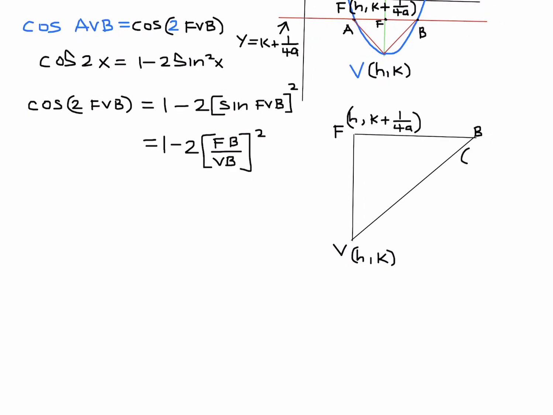So how do I figure out the coordinates? Well, the y coordinate is going to be the same. It's k plus 1 over 4a because it's just a straight line across. So the y coordinate is the same, but the x coordinate I need. The way to get the x coordinate is I've got to substitute this into the equation. And if you remember, my equation was y is equal to a(x minus h) squared plus k.